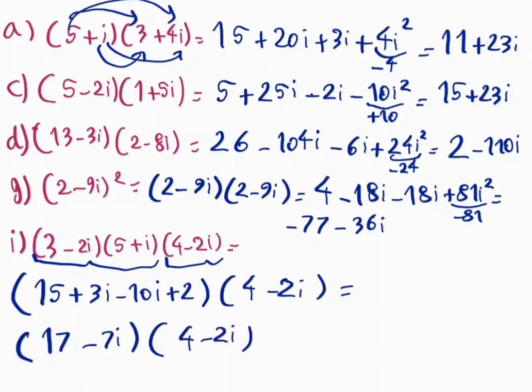17 times 4 is 68. 17 times minus 2i is minus 34i. Minus 7i times 4 is minus 28i. And minus 7i times minus 2i is 14i squared, which is minus 14. So 68 minus 14 is 54. And finally, minus 34i minus 28i is minus 62i.